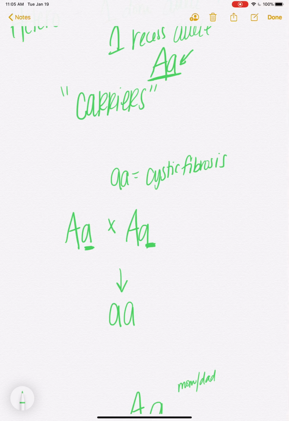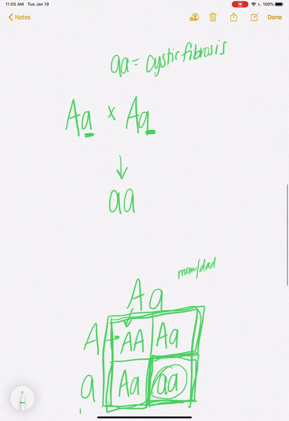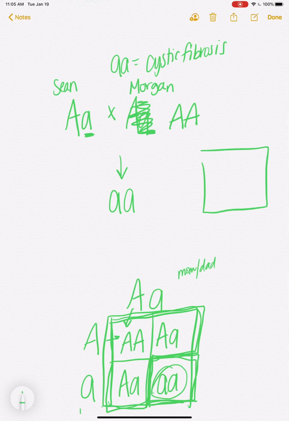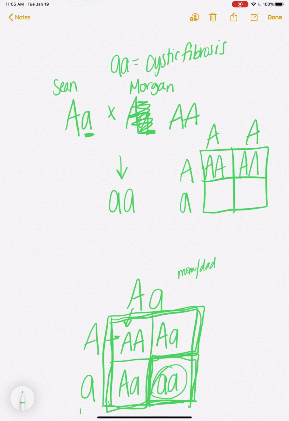Okay? Now, we could do a different Punnett square. Let's just say this is Sean and this is Morgan. But let's say that Morgan was not big A, little a. Let's say that Morgan was big A, big A. Okay, so she still is normal. She still doesn't have cystic fibrosis. And Sean is the carrier. Okay, so we'll put Morgan on top and Sean on the side, and we'll fill in our Punnett square.